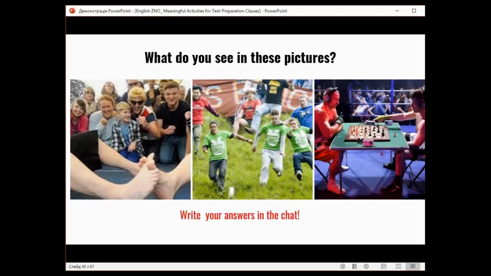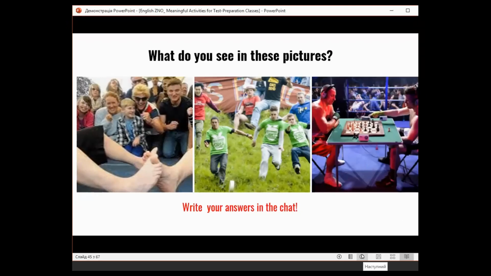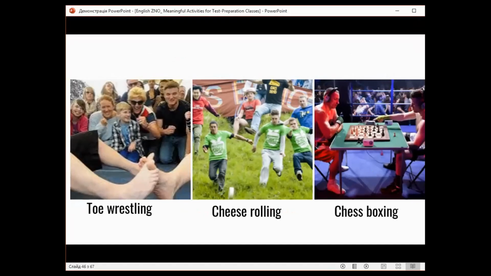Nice. Tournament, play, active, passive. Okay, so yes, these are all competitions. Toes fighting, battle of toes. Okay, very nice ideas. You are very close. Yeah, chess tournament. So these are unusual sport events that happen in various European countries.